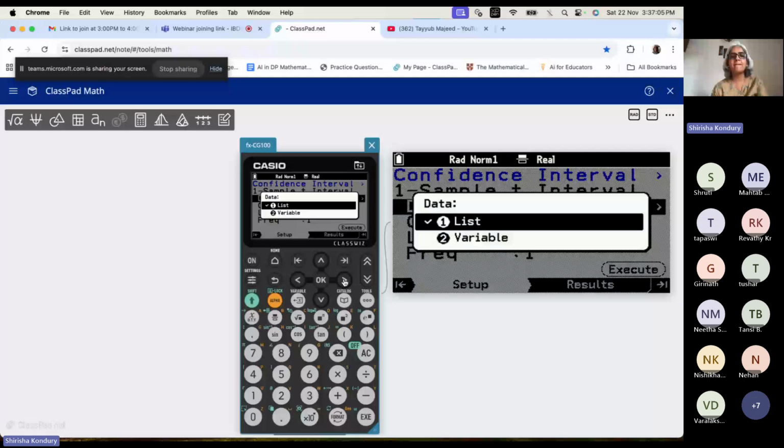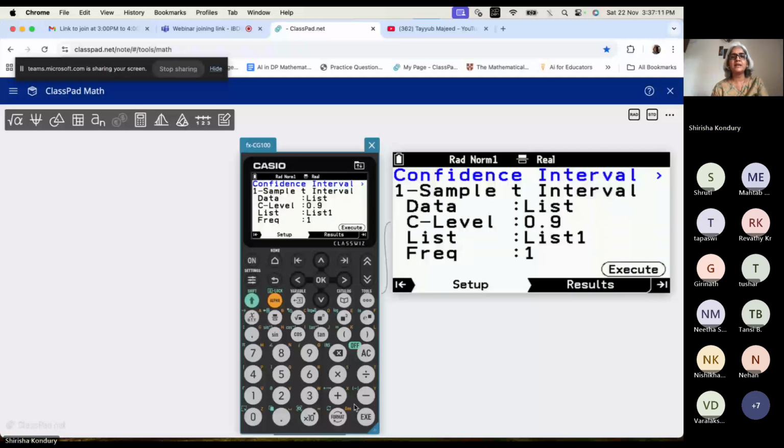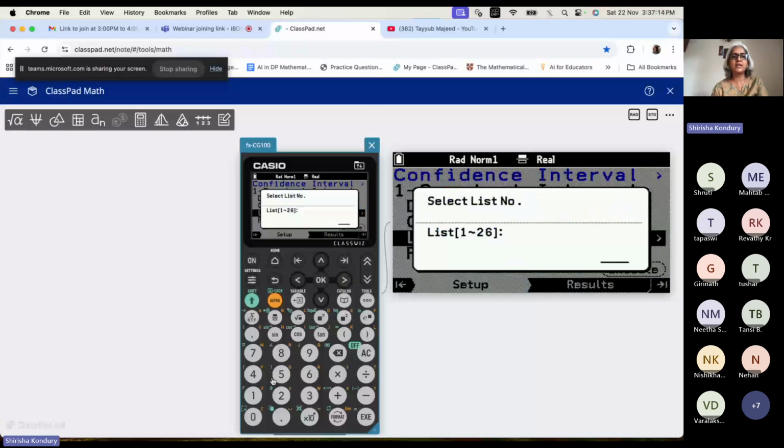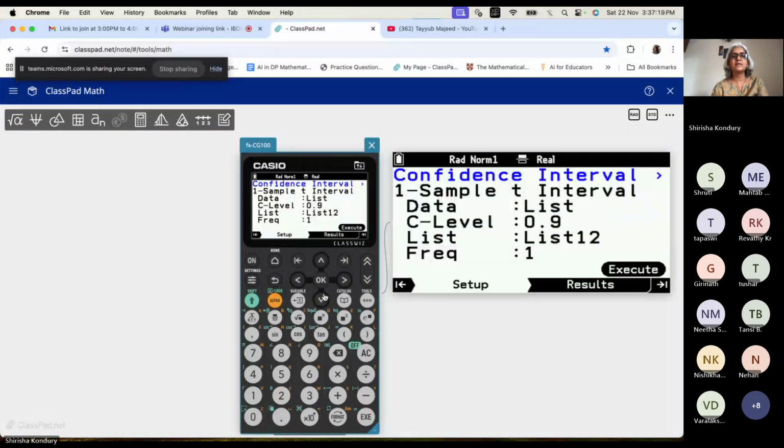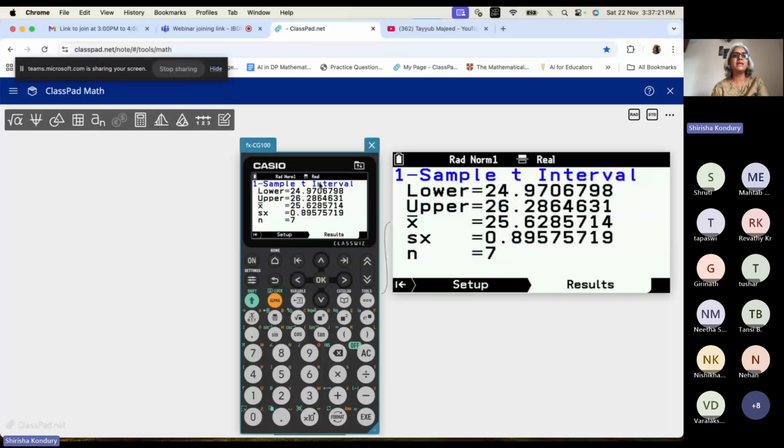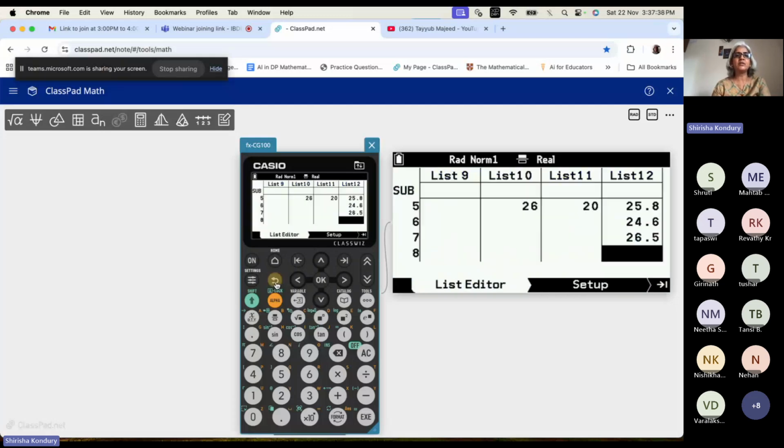And I have 90% confidence interval. And this is list 12. And I'm going to execute. So I get the lower and the upper confidence interval. This was earlier not available. We had to make that calculation saying mean plus or minus using the standard deviation. But now this is automatically given in your calculator. This is especially useful for AI students. And that's why I wanted to show this to you. Okay.